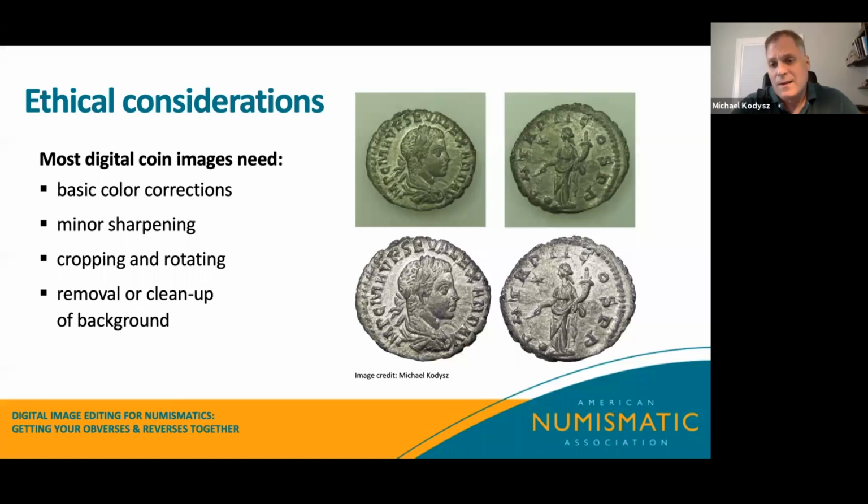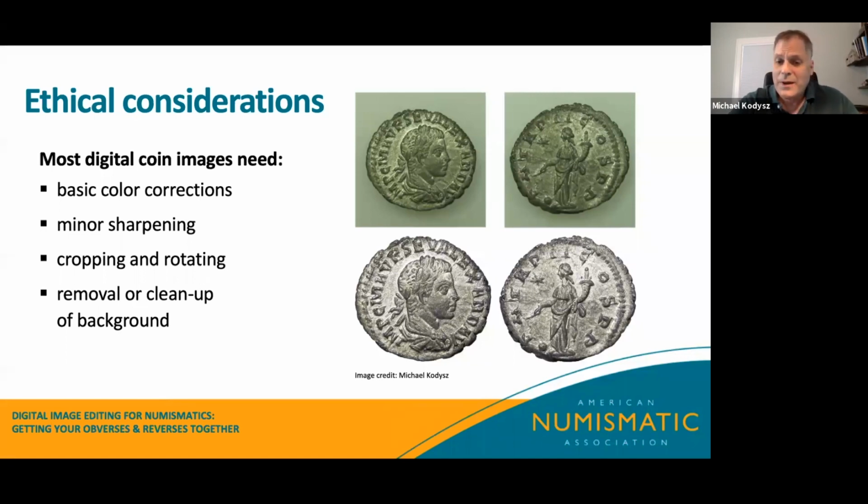Another thing that we need to consider is that most digital images in general, most digital coin images, are going to need some basic color corrections. Every brand of camera is going to lean toward a little bit of a red cast or a blue cast or a green cast or whatever. So we want to make the coin look as accurate in terms of color as possible.